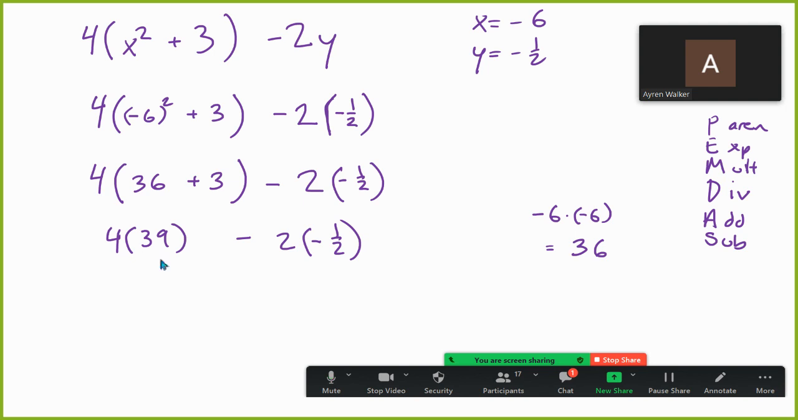4 times 39. What's that come out to? Did you get it already? Yeah, 156. Thank you, Anaya. So that's 156 minus, okay. Any questions on this part? 2 times 1 half.